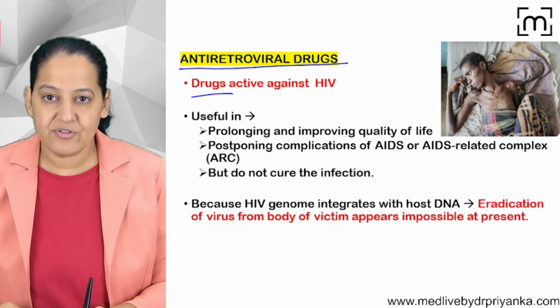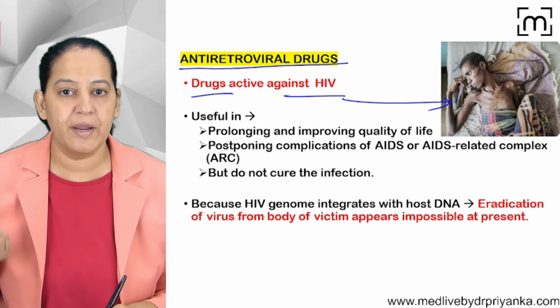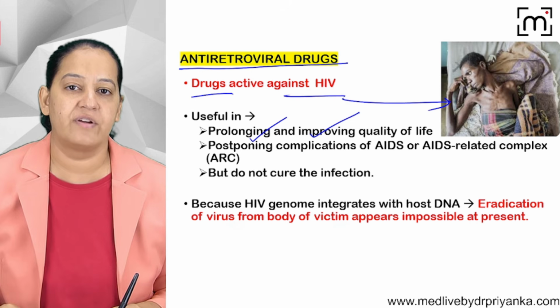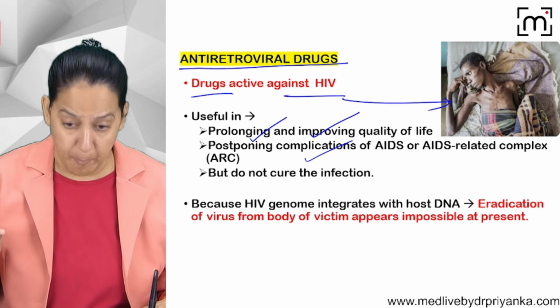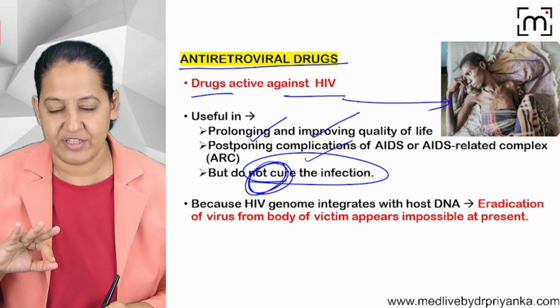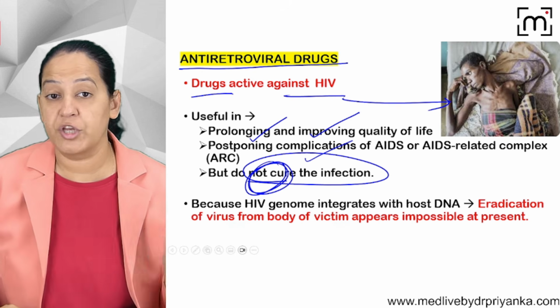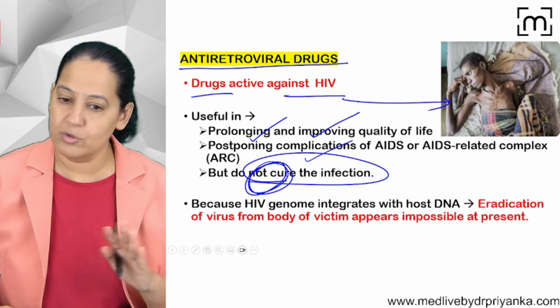These are the drugs which are active against the patient who has HIV. They are useful in prolonging the life and improving the quality of life. They postpone the complication. They postpone the Kaposi sarcoma. They do not cure the patient. There is no cure for HIV. They only postpone the complication and they improve the quality of life. They do not cure the disease. Once HIV happens, treatment will be lifelong, and there is no cure for HIV.